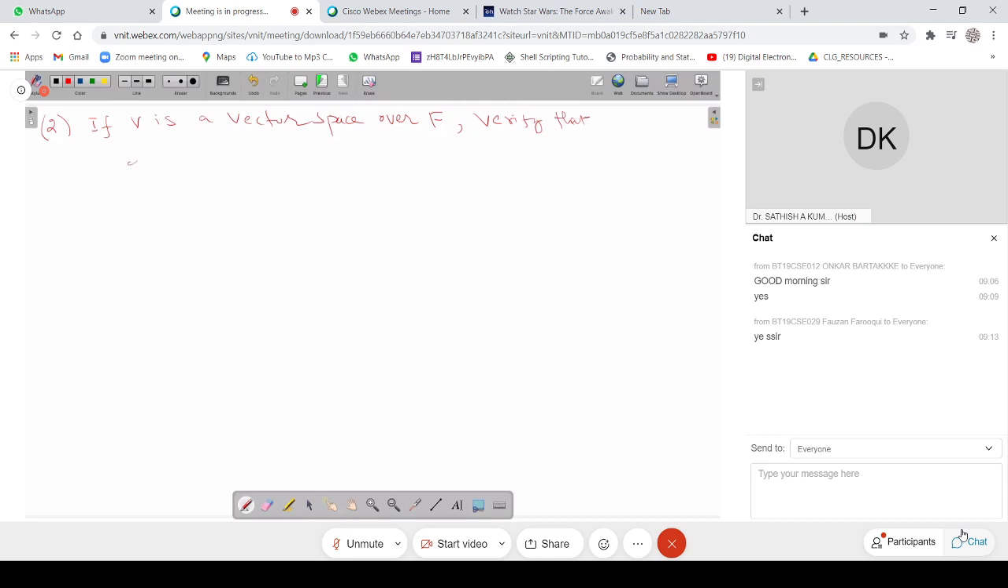Then verify that alpha 2 plus alpha 1 plus alpha 3 plus alpha 4 is the same as, it is a kind of associative property. I think you can easily verify that. It doesn't take much time, just one or two lines only. This can be expressed as alpha 2 plus alpha 3 plus alpha 4 plus alpha 1.